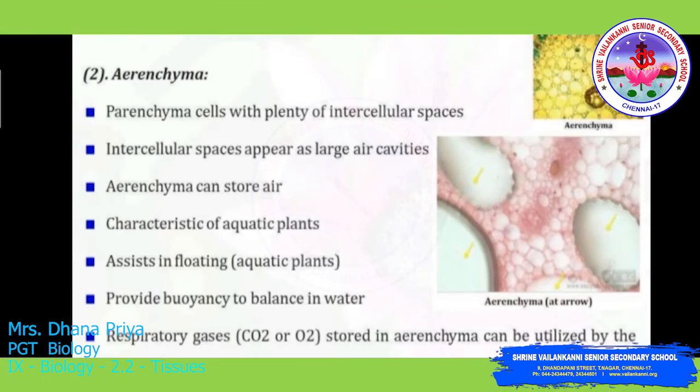Aerenchyma, the term refers to air. The parenchyma cells with plenty of intercellular spaces have large air cavities, and this helps to store air. It is a characteristic of aquatic plants that assists in floating, and it provides buoyancy to balance in water. The plant floats in water, so there is a function called buoyancy. Buoyancy is like balancing in water. And the respiratory gases CO2 or O2 stored in aerenchyma can be utilized by the cells.